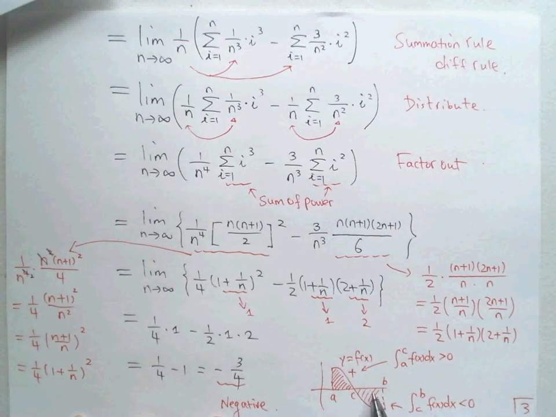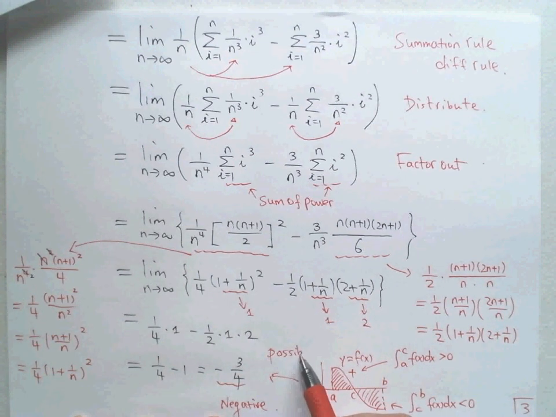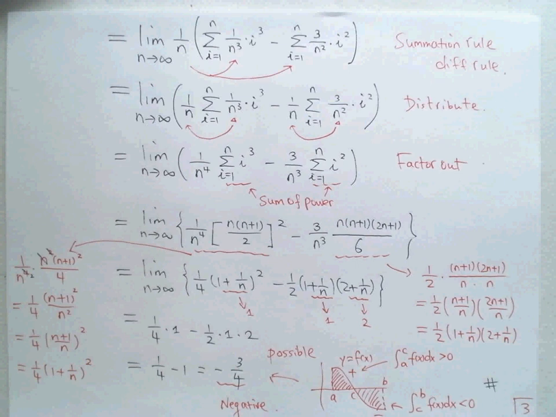So the Riemann sum is always negative. Take a limit, still negative. And this is possible if the absolute area here, the negative one, is bigger than the positive one. So we can get this. It is possible. Be sure it is possible. Okay, so this is the first example. Okay, thank you.